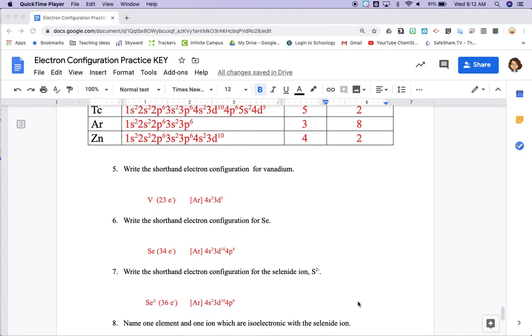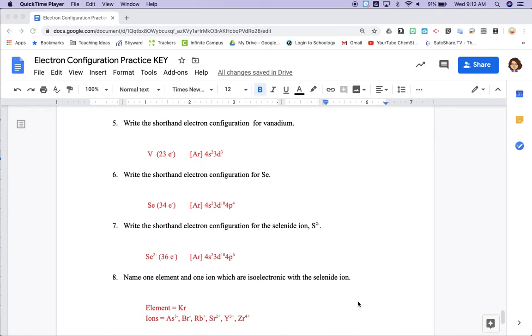And for number 8, name 1 element and 1 ion which are isoelectronic with selenide ion. The element here, you only have 1 choice. You need to find an element that has 36 electrons. Element number 36 is krypton. So the element that's isoelectronic with selenide is going to be krypton.